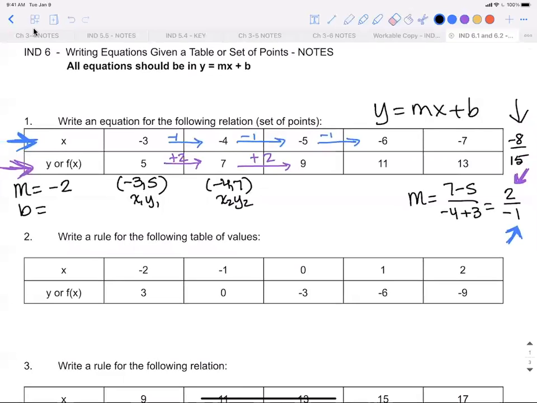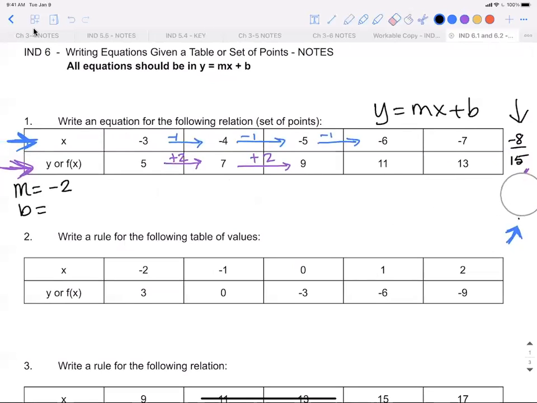All right, so I have my m. I have a couple different ways I can find my equation now. I'm going to go ahead and do point slope form. I've got 5 points to choose from. It doesn't matter which one I choose, because I'm going to get the exact same answer either way. All right. So I'm going to erase all of this because I'm actually going to do it both ways here.